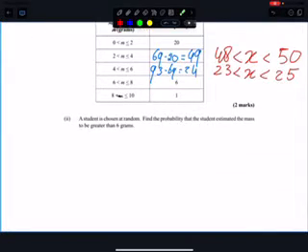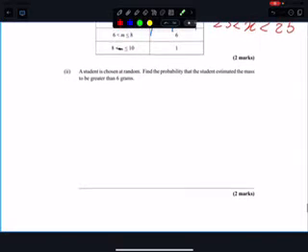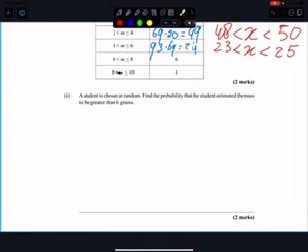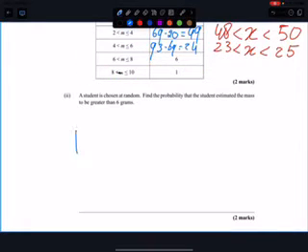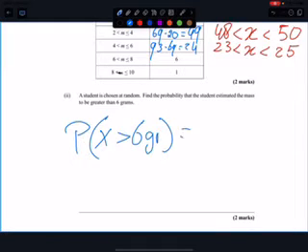A student chosen at random, find the probability the mass is greater than 6. You can find the answer two ways. Just looking at the table here, these two are greater than 6. So what is your answer? 7. P is larger than 6 grams. Answer is 7 over 100. That's it, done.